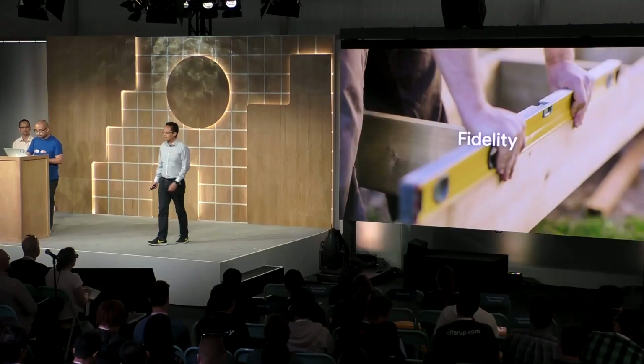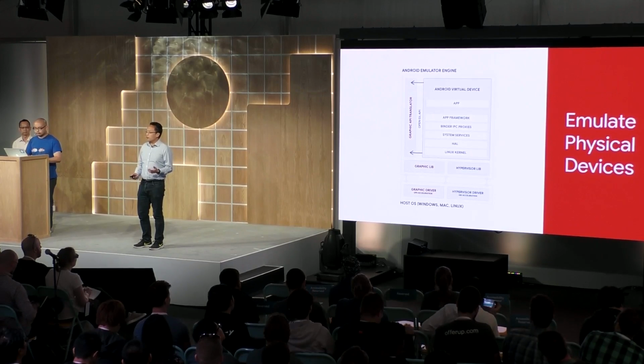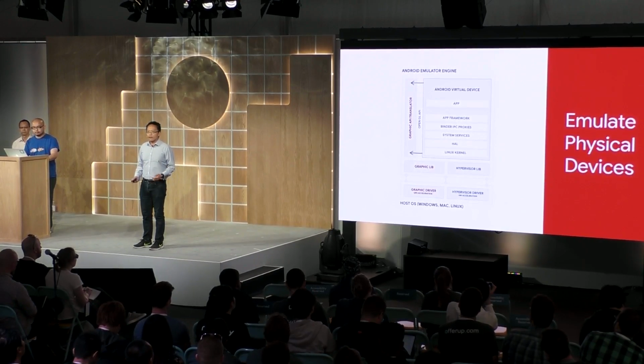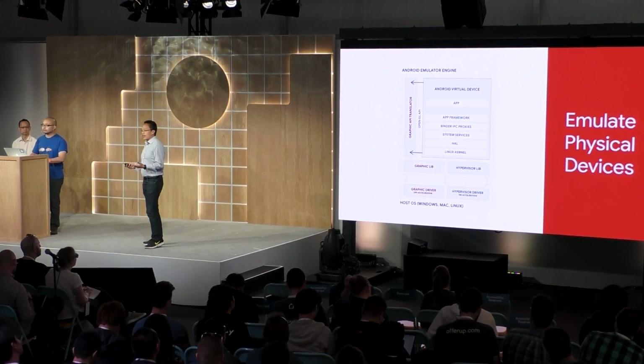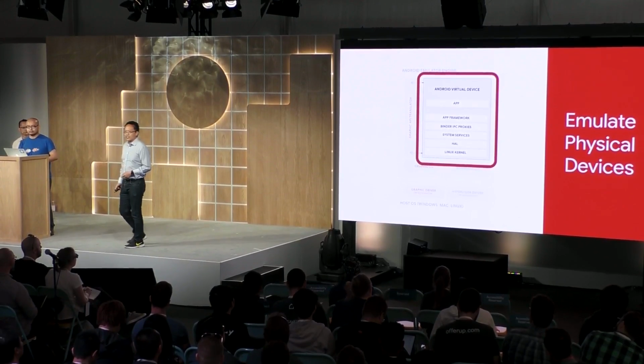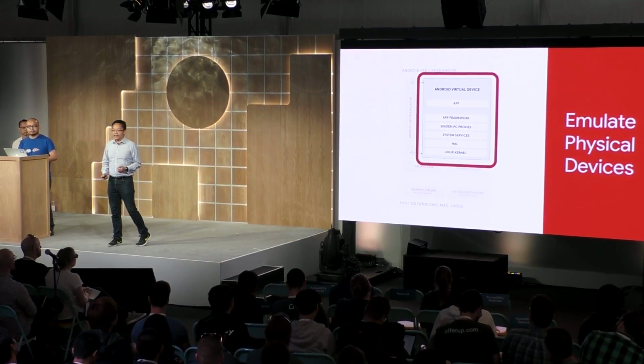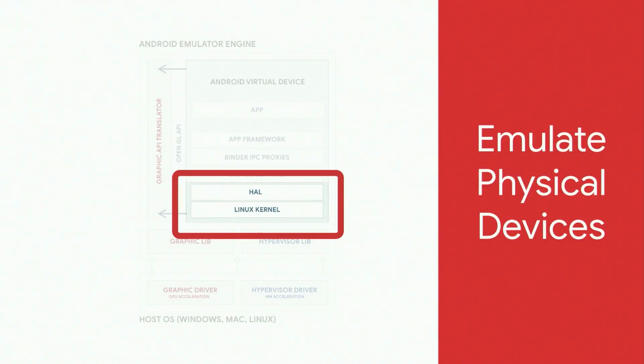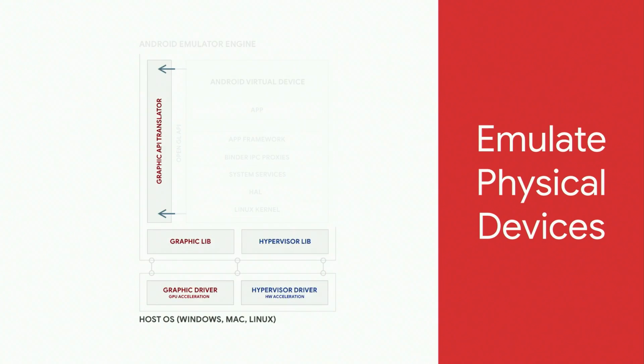Let's go through them. The first thing is we start off with the same code base as a physical device. And when we say the same code base, we don't mean half a stack. We mean the whole stack. And that includes the hardware abstraction layer, as well as the Linux kernel. In addition, as Sam and Frank mentioned earlier, we have made it super fast for Windows, Mac, and Linux by paying a lot of attention to performance so that you can get the same feel using the emulator as a physical device.